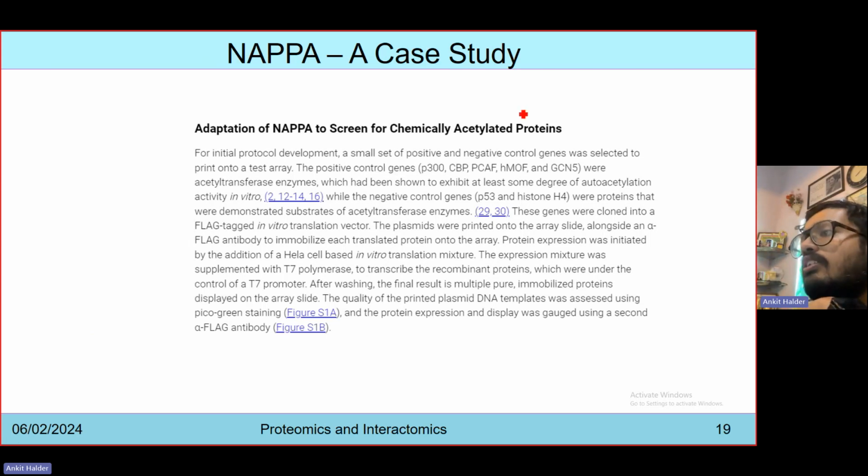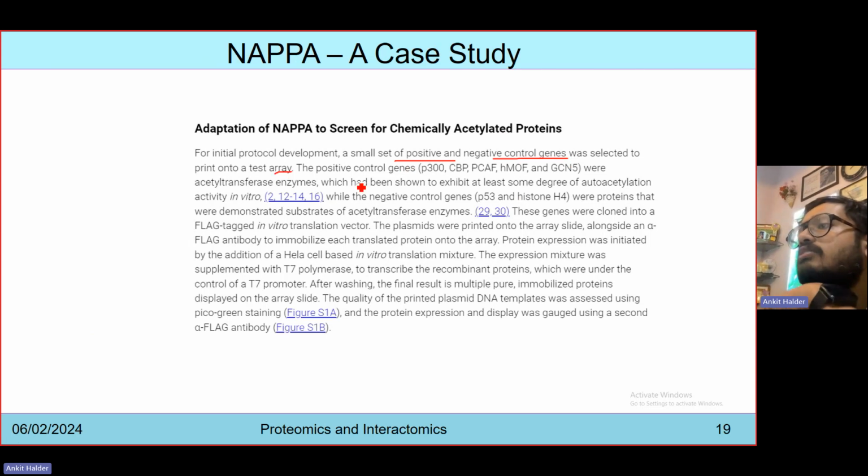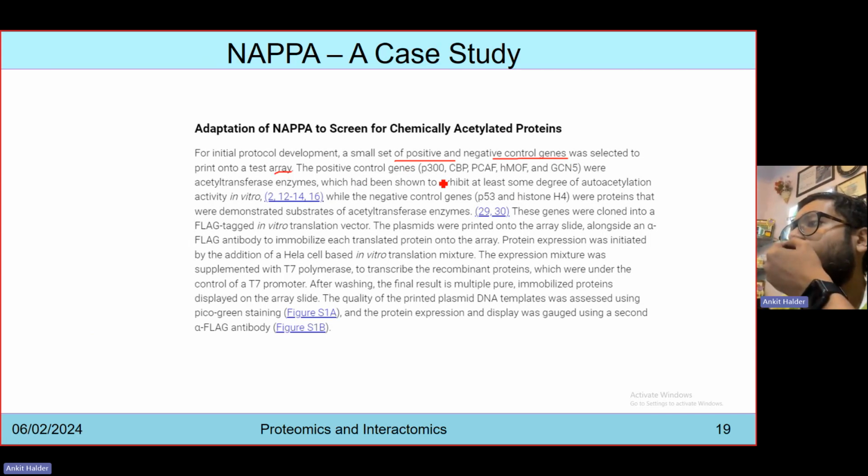So you can see that a small set of, firstly, the positive and negative control genes was printed on the test array. For example, these are the genes that were printed and were acetylated, which had been shown to have some degree of autoacetylation in vitro. So this enzyme was used.